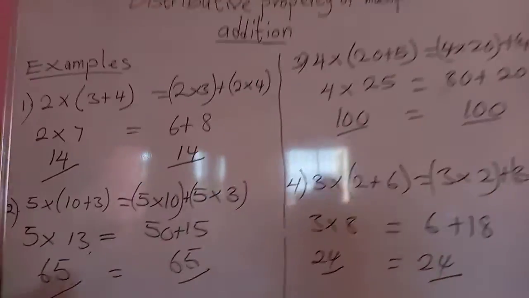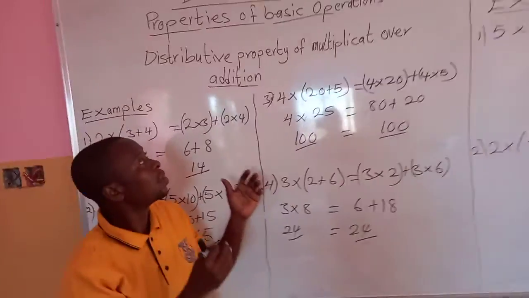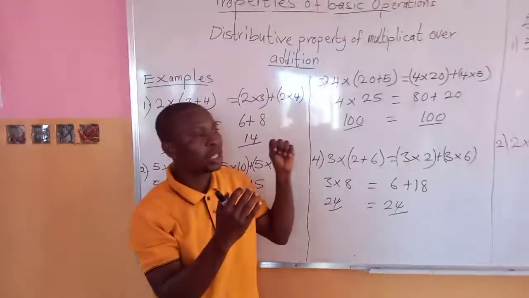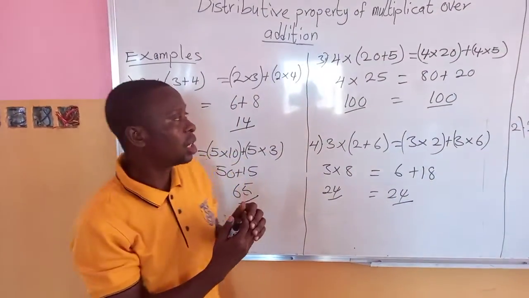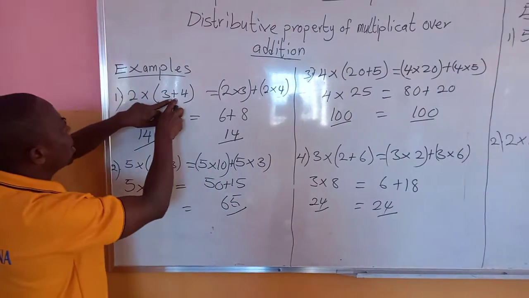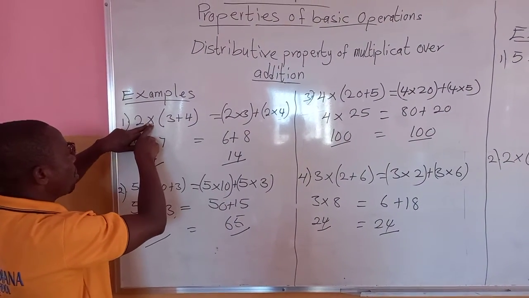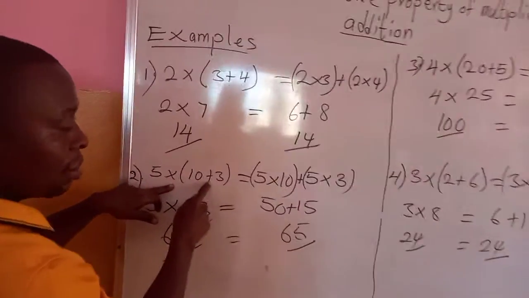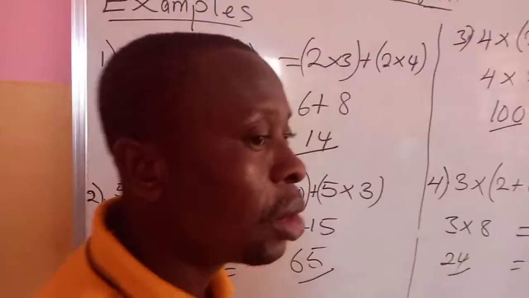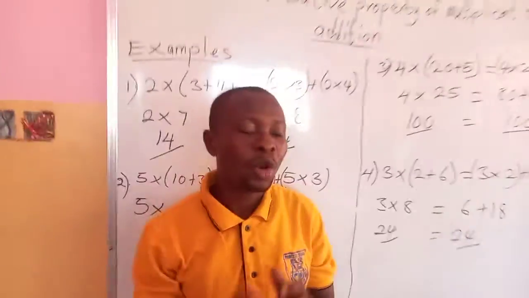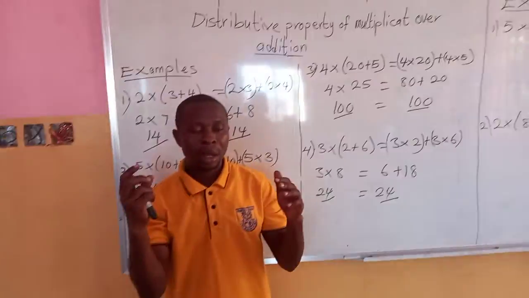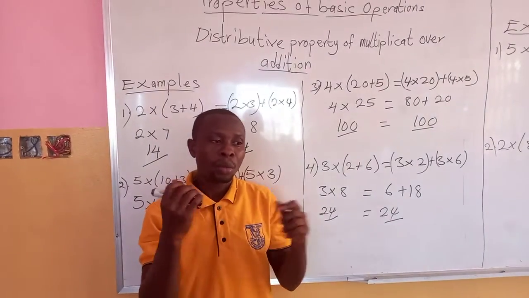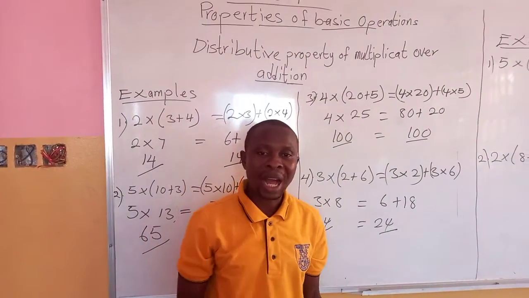So when we look at this, we can see that this operation, the multiplication, is over what? Addition. Why? Because the addition is in the middle and the multiplication is outside. Okay? So we say the operation is what? Distributive property of multiplication over addition.